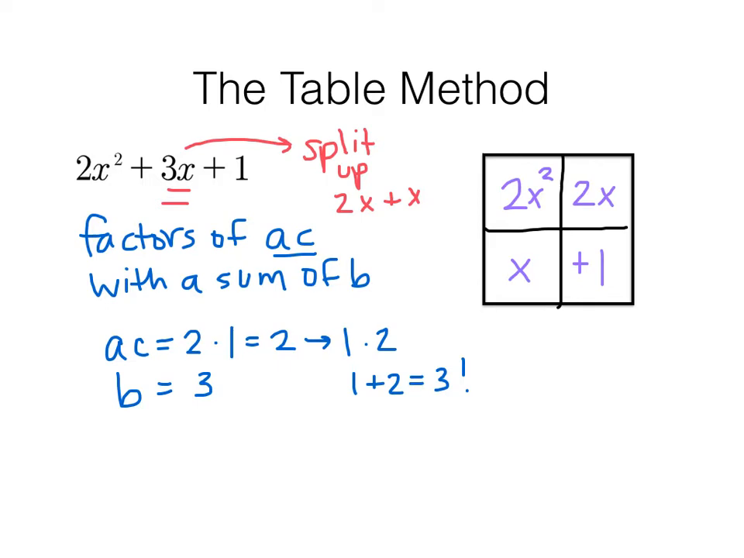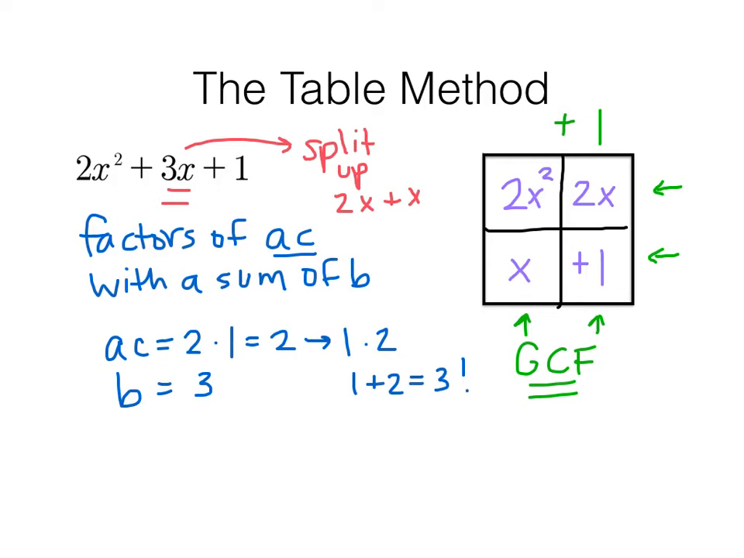And the last step is that you're going to find the GCF of every row and column, going up and going across. So let's do that. The GCF going up this far right column, well, 2x and 1 only have the number 1 in common, and it is a positive 1 because neither of them are negative.